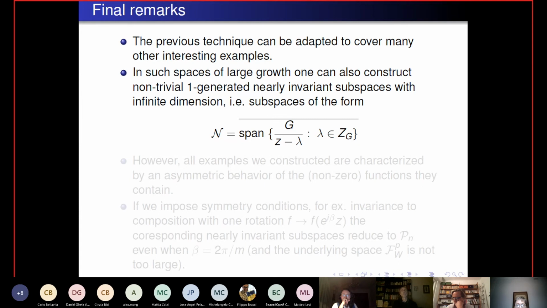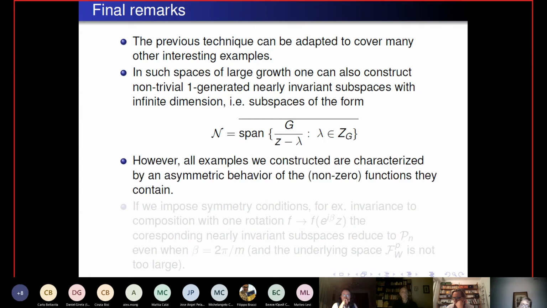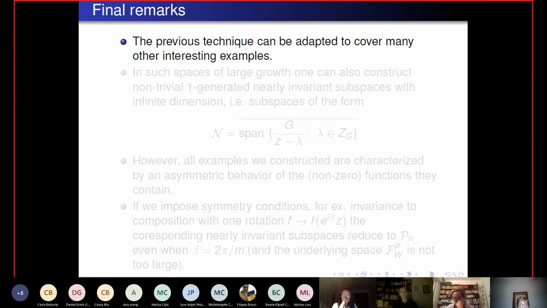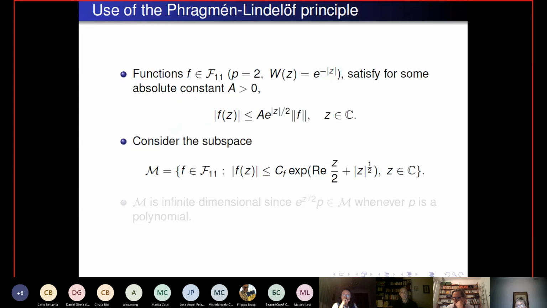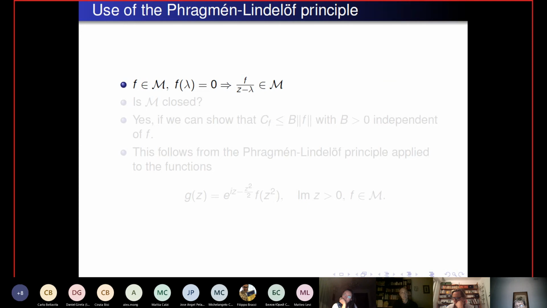Okay. So a common feature of these examples that we construct of infinite dimensional nearly invariant subspaces is that the functions in such subspaces have a very asymmetric behavior. If you look back at what I had with my M here, where is it? Here. You see that this function behaves very asymmetrically. It's allowed to grow in any angle, let's say on the positive real axis, but on the negative real axis, it behaves completely differently, right? It has to go to 0.